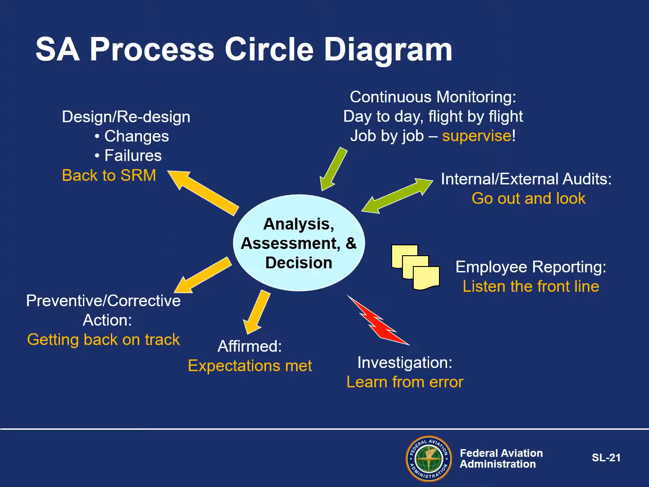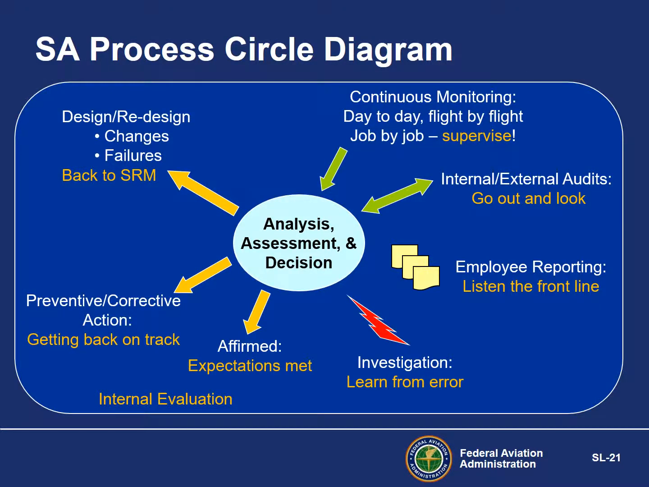If there are systemic issues, or there are changes to the system, or a control failure, the operation should be taken back to the safety risk management process. Finally, internal evaluations are used to evaluate the entire safety assurance process and the SMS to ensure they are functioning as desired.